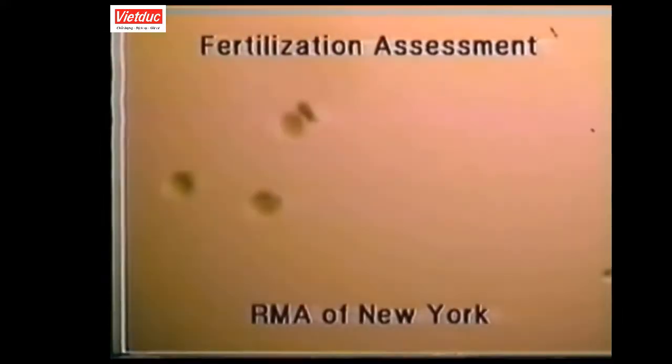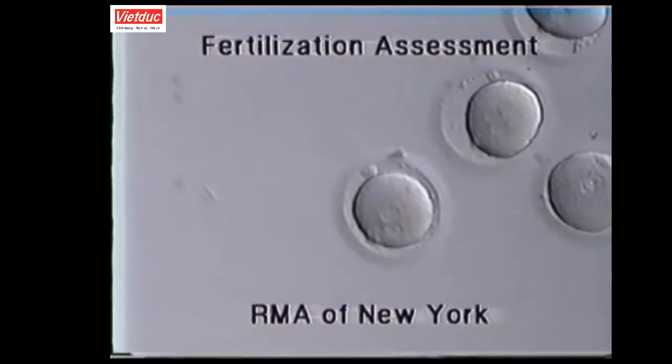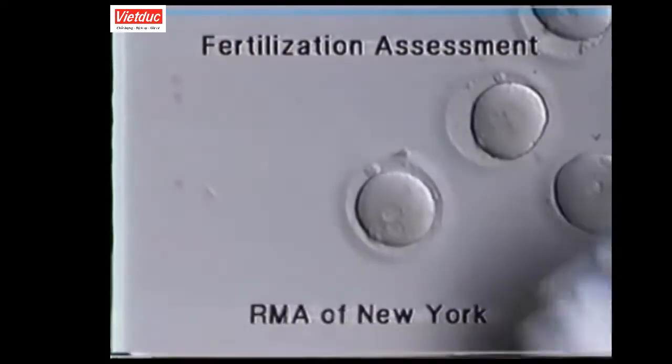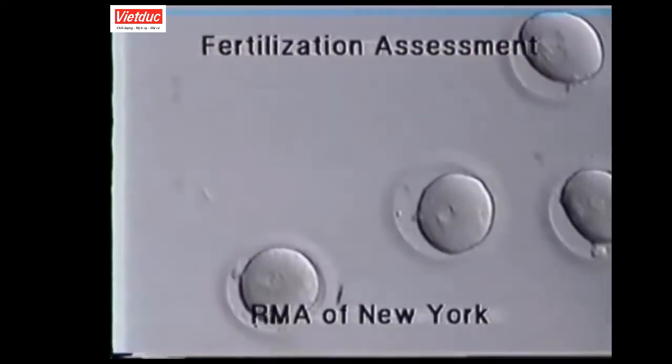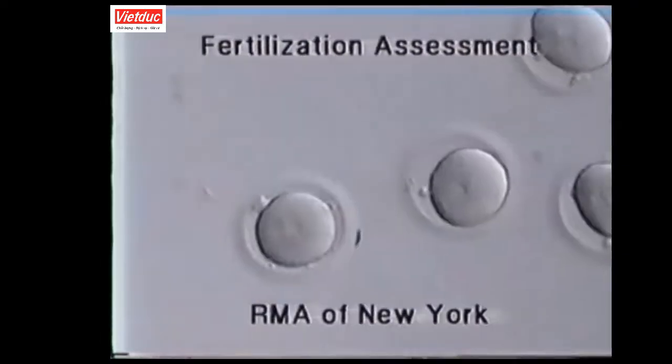Fertilization is determined based on the number of polar bodies and pronuclei visible. The eggs shown here each have 2 pronuclei visible in the cytoplasm, which means that they are normally fertilized, having received both maternal and paternal genetic material.